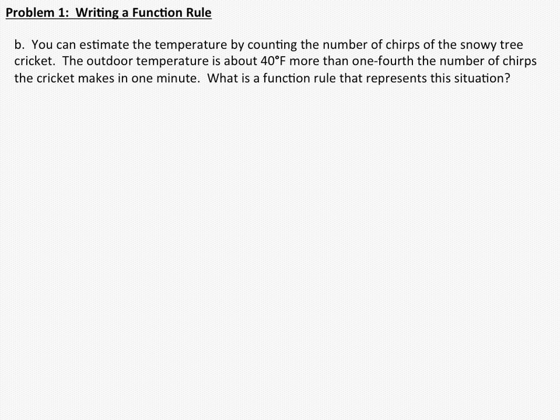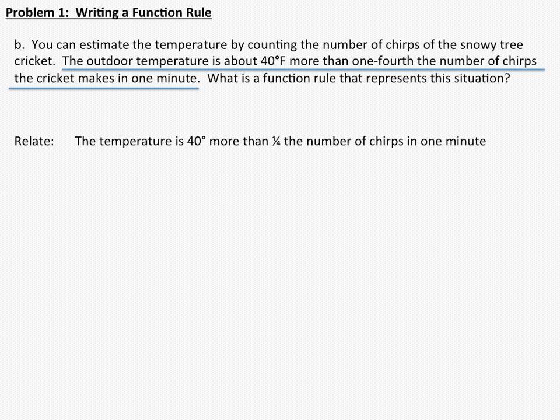You can estimate the temperature by counting the number of chirps of the snowy tree cricket. The outdoor temperature is about 40 degrees Fahrenheit more than 1/4 the number of chirps the cricket makes in 1 minute. What is a function rule that represents this relationship? Okay, so what's changing? Well, the temperature is changing and the number of chirps is changing.